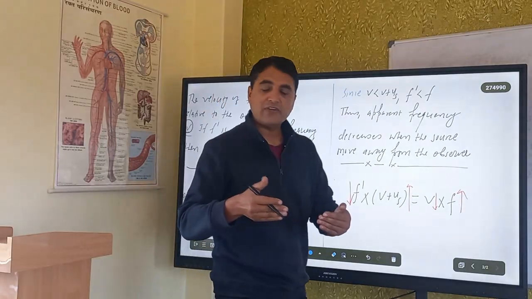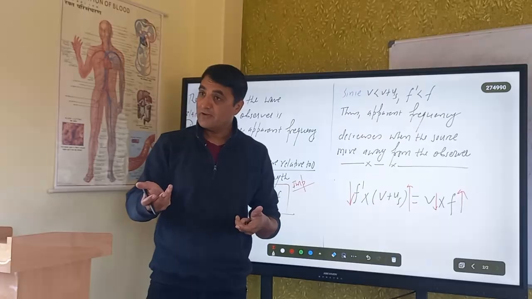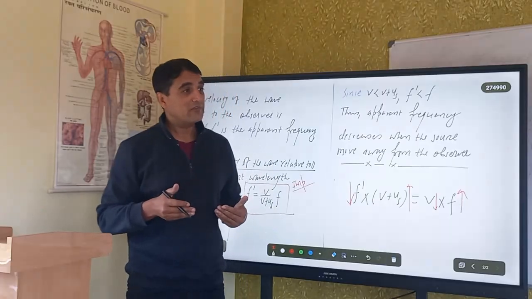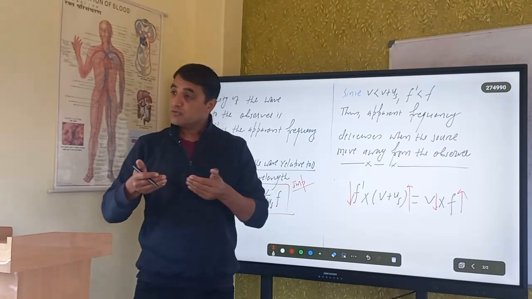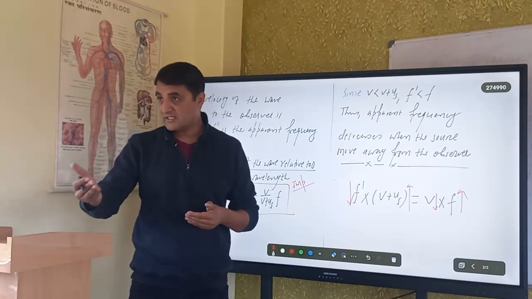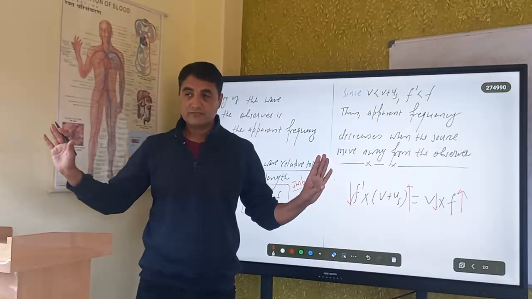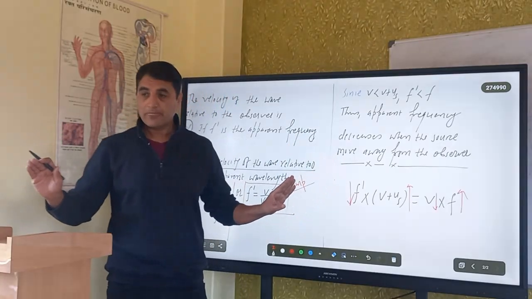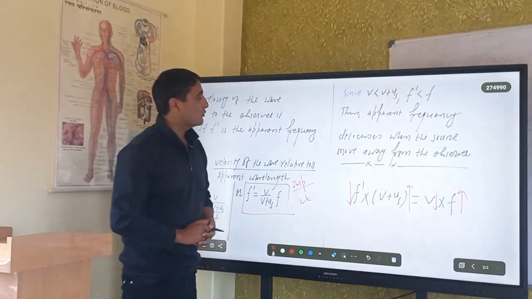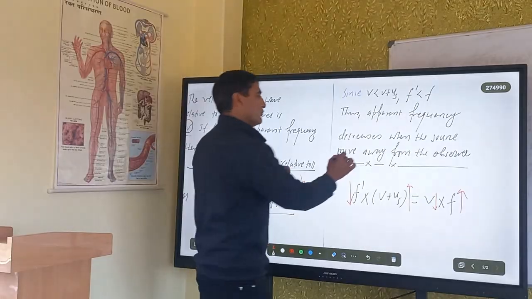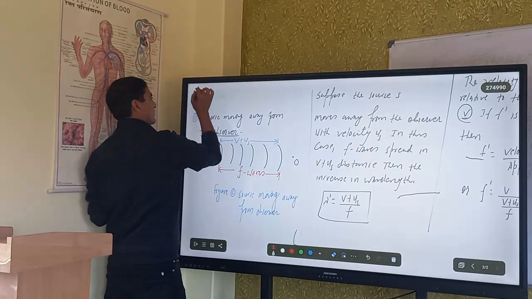There is a positive relation. When source comes towards the observer, frequency increases. Coming towards is the positive thing, going away is the negative thing, yes? So when source moves towards, frequency increases. When source moves away, frequency decreases. Very simple, okay? And thus apparent frequency decreases when the source moves away from the observer.